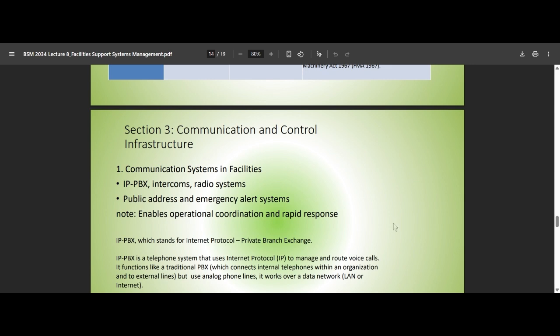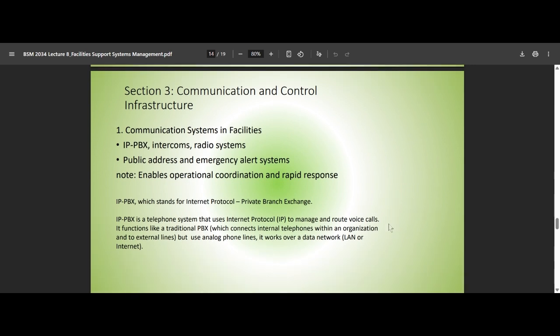What does IP PBX stand for? IP stands for Internet Protocol, and PBX is for Private Branch Exchange. You will come across private branch exchange quite often these days. IP PBX is the telephone system that uses Internet Protocol to manage and route voice calls. It functions like a traditional PBX, which connects internal telephones within an organization and to external lines, but uses analog phone lines. So that is IP PBX.